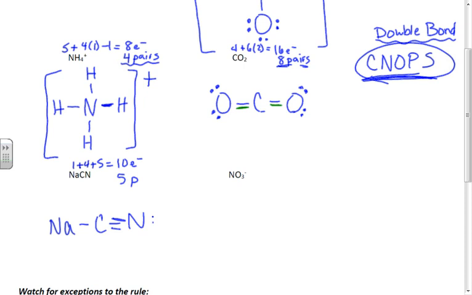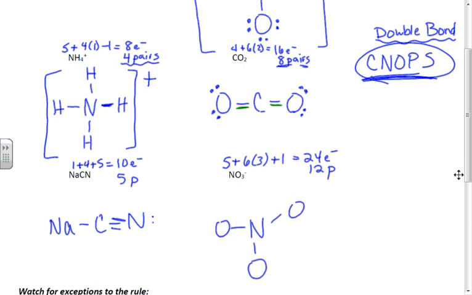For nitrogen here, we've got 5 plus 6 times 3 plus 1 more for that charge. So that's going to give us 24 electrons, or 12 pairs. The nitrogen's in the middle. You've got your oxygens. They get a full octet. And you can do your dots like this. They don't have to be larger dots like I was doing. Nitrogen does need to have a full octet as well. And if you counted that up, we would have 13 pairs. We would have too many.